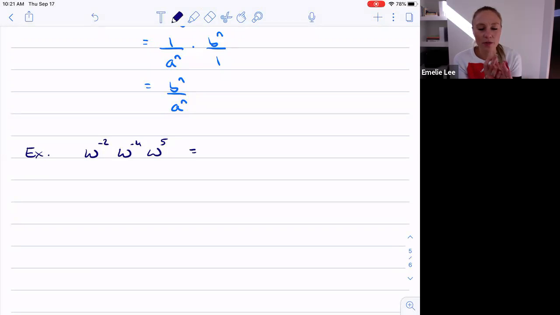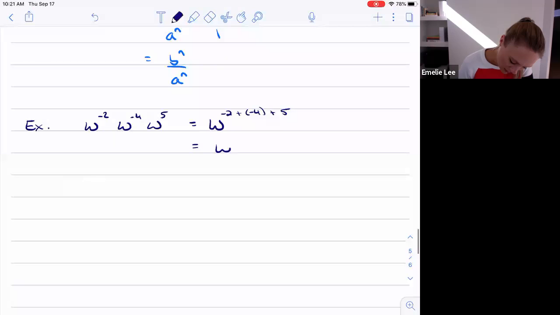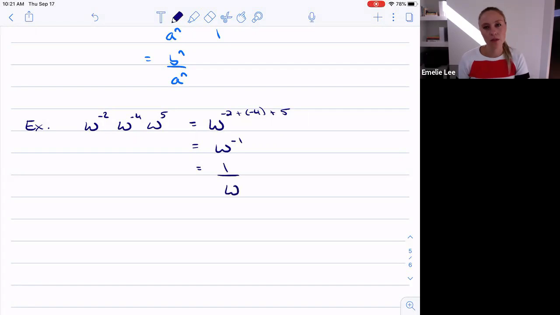And then, if I'm combining these bases, because they're the same, then I'm going to add the powers. So I get negative 2 plus negative 4 plus 5. Negative 2 plus negative 4 puts me at negative 6 plus 5, putting me at W to the negative 1, which I can rewrite as 1 over W. W to the power of 1 is just W, so I'm just going to write 1 over W.